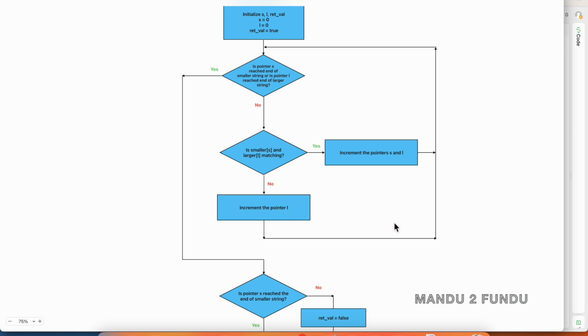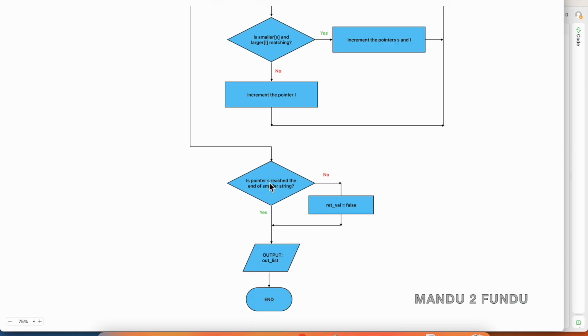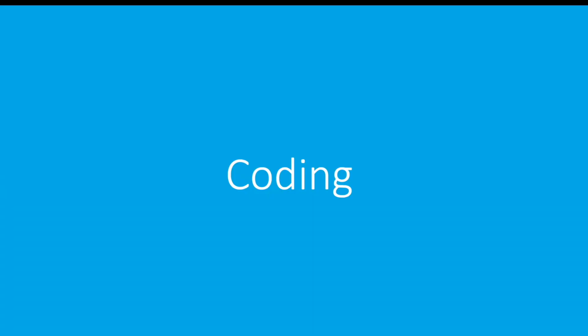Once this loop is finished, it is checked whether the index S has reached the end of the smaller string. If so, that means this smaller string is present in the larger string, so we return true. Otherwise, we set the return value to false, and then false will be returned. Let's move on to coding.